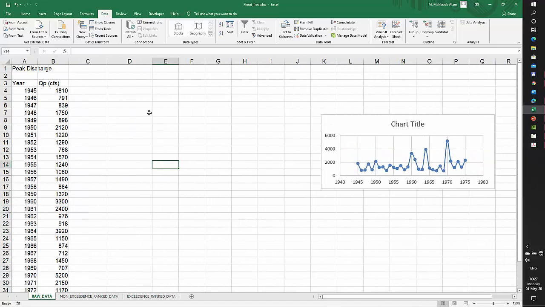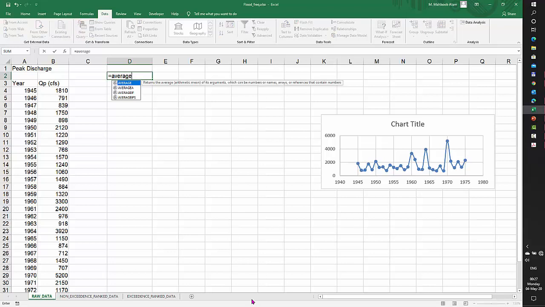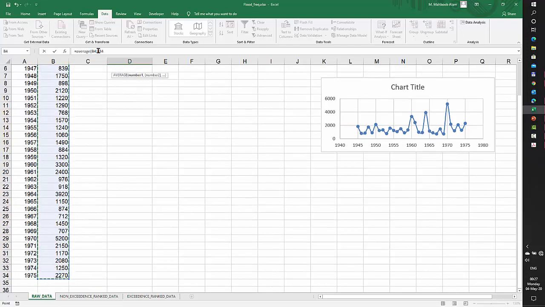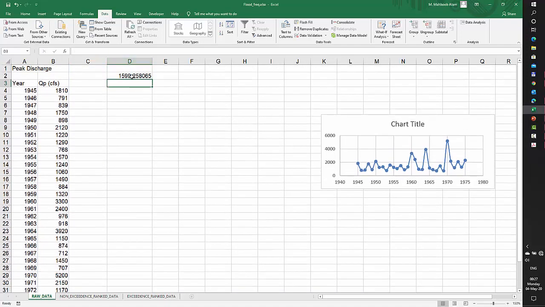Let me just calculate what the average value here is. What is the average maximum discharge that is occurring in these 30-31 years? So I'll just write average, and then the average of all these yearly maximum values, just to have an idea how the values are. So it's almost 1600 cubic feet per second, and this is the average maximum yearly discharge.